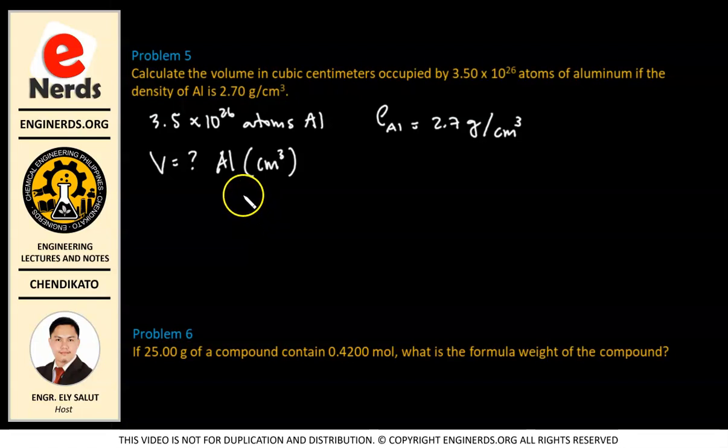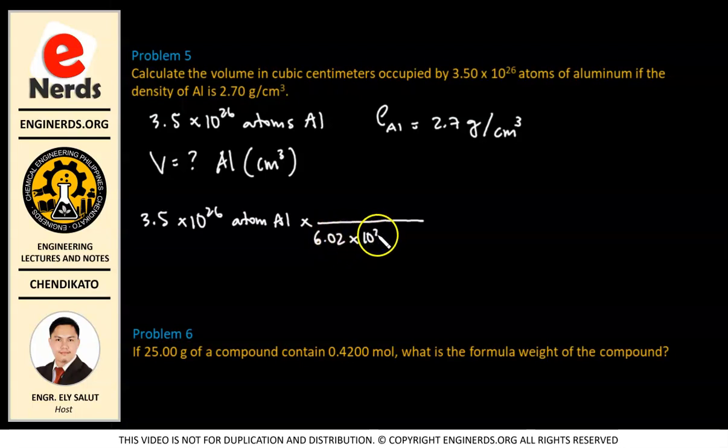So how are we going to do that? First, let us use our given, so let's write that here: 3.5 times 10 to the 26 atoms of aluminum. Again, we'll use Avogadro's number. So we have 6.02 times 10 to the 23 atoms of aluminum, and this will be equal to 1 mole of aluminum.